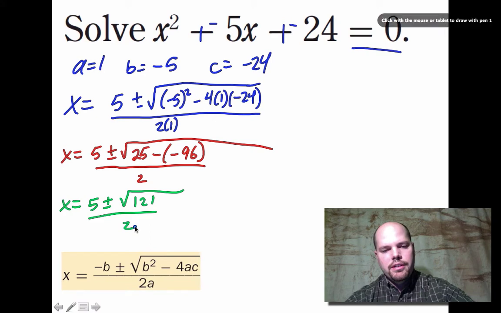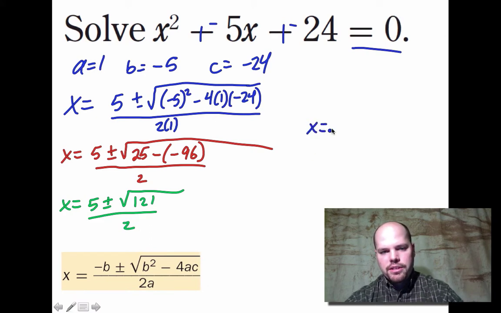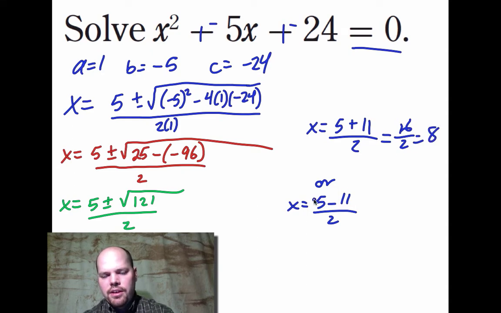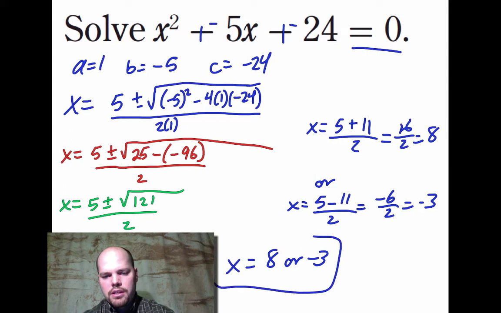All over 2, then we'll go ahead and list what our solutions are here. So x equals 5 plus the square root of 121, which is 11, all over 2, or x equals 5 minus the square root of 121, which is 11, all over 2. 5 plus 11 is 16. 16 over 2 is 8. 5 minus 11 is negative 6. Negative 6 divided by 2 is negative 3. So our two solutions would be x equals 8 or negative 3. Okay, and it doesn't hurt to check these. Go 8 squared minus 5 times 8 plus negative 24. See if it equals 0, and it will.